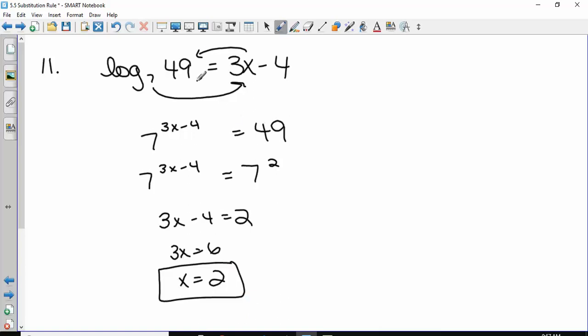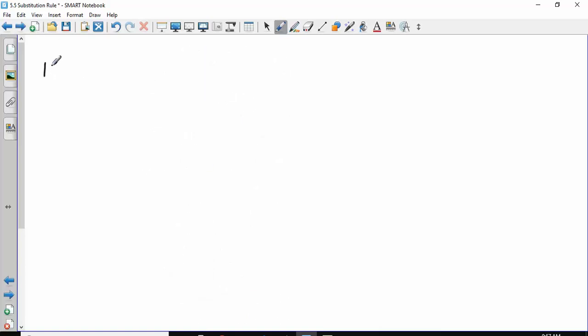And I failed to mention, but make sure you're checking these log problems. Your argument has to be positive. So number 12. This one wasn't pretty, but we can do it.